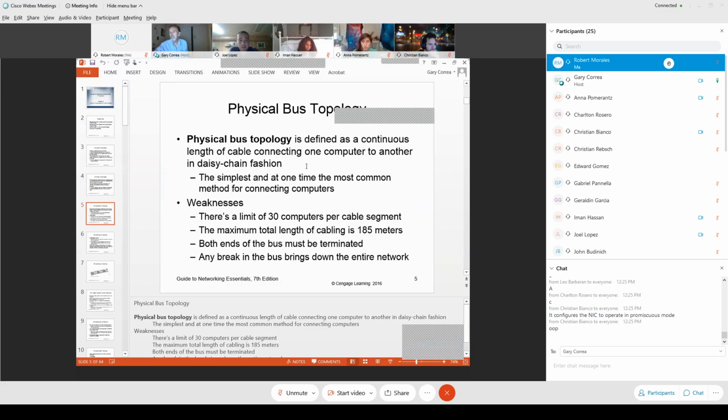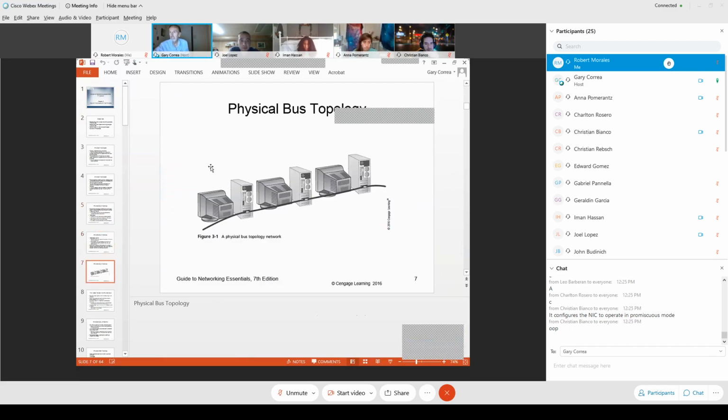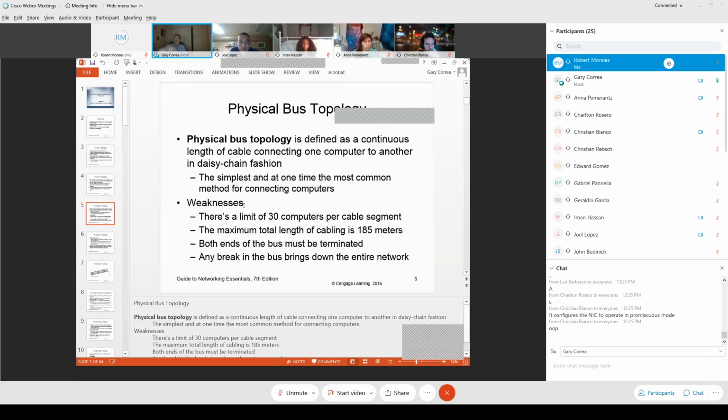Okay, the bus is a continuous length of cable. I'm going to come back to this slide, but let me just show you something. This wire here, that's a bus. And you see how they're daisy chained together? That wire is the bus, and they're daisy chained together. All right, let's go back to the slide. Top dot: a continuous length of cable going from one computer to the other in a daisy chain fashion. It's the simplest and most common that we used to use but don't use anymore. One more time: the bus was the simplest and most common at one time, but it's never used today.